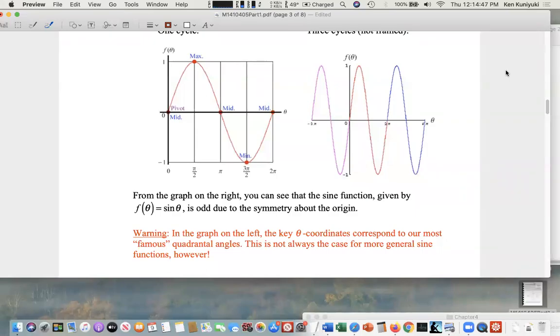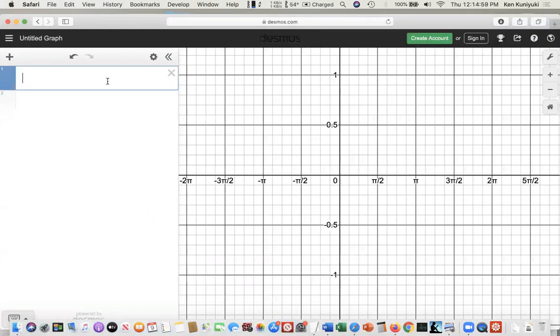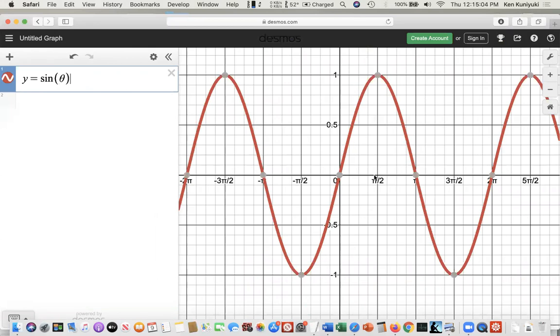Hi, everyone. We're continuing with our graph of y equals sine of theta, and we have the fundamental cycle over here, which we discussed earlier. In fact, we can actually graph this on Desmos, y equals sine of theta.